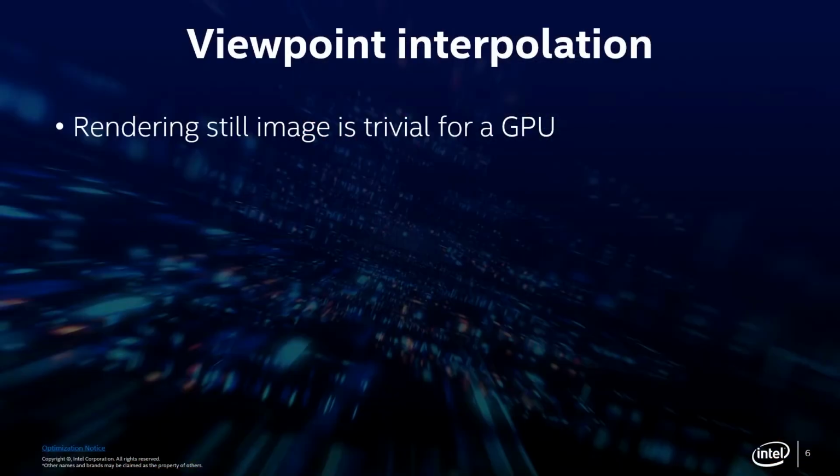One of those advantages is that rendering a single stack of MPI planes is really trivial for a GPU, because GPUs for decades have been optimized to draw triangles. And this is basically 32 triangle pairs, or 32 quads, with an RGB alpha texture on them. So rendering an MPI stack is very, very easy for a GPU.